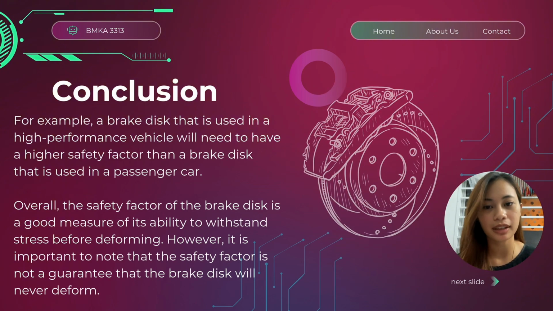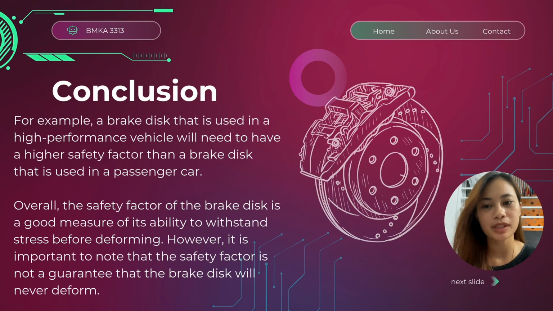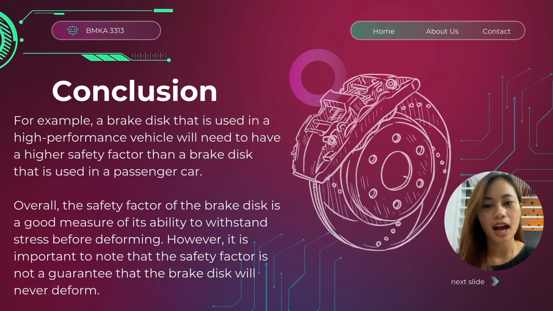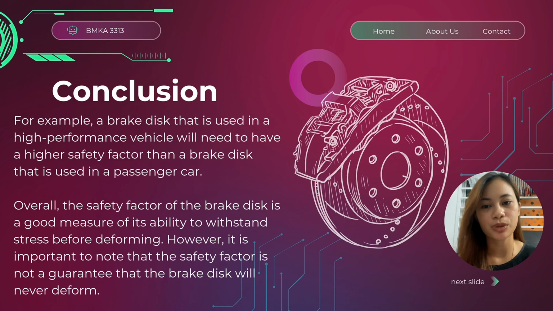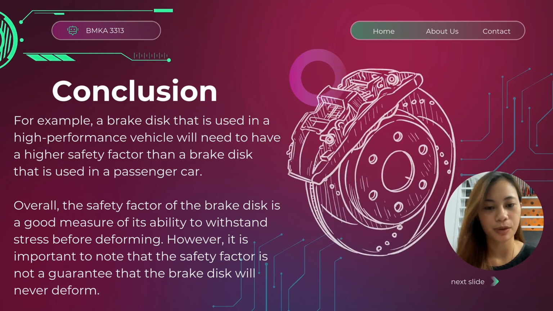Overall, the safety factor of the brake disc is a good measure of its ability to withstand stress before deforming. However, it is important to note that the safety factor is not a guarantee that the brake disc will never deform. Thank you.